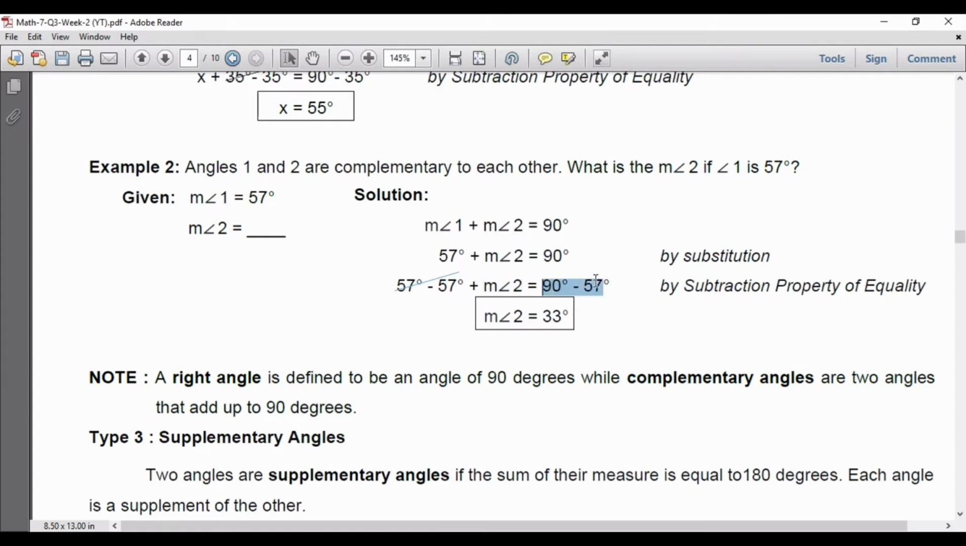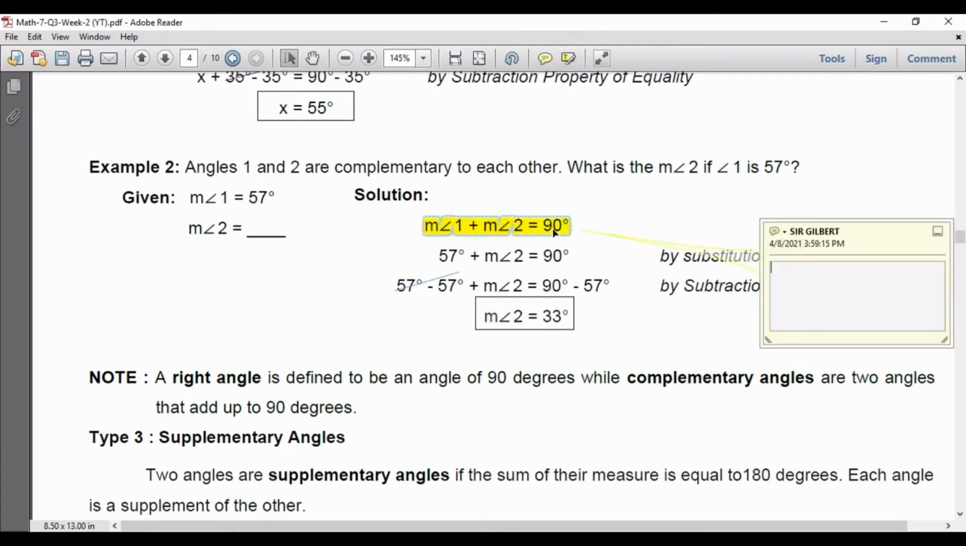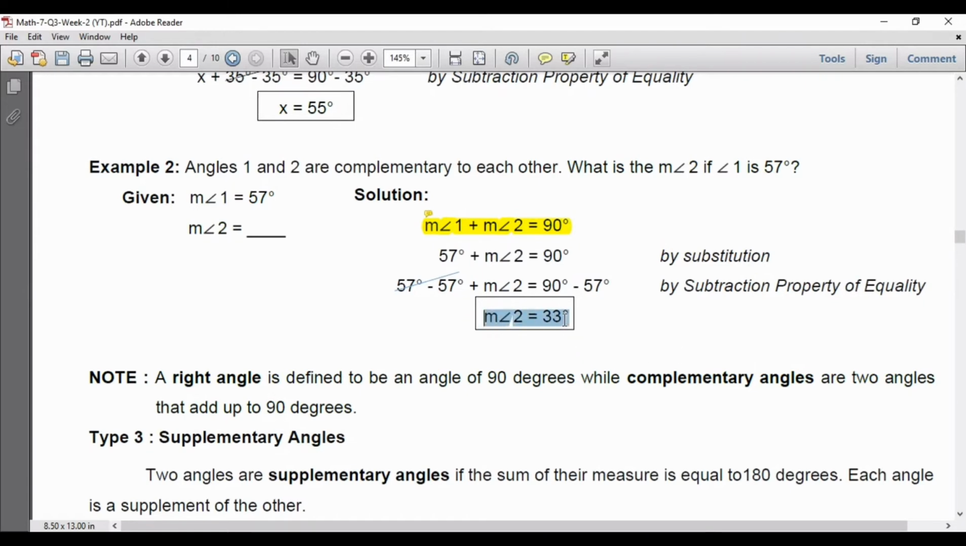And by simplifying 90 degrees plus negative 57 degrees, or 90 degrees minus 57 degrees, you will arrive at 35 degrees. So the measure of angle 2 this time is 35 degrees. So the question: if the measure of angle 1 is given as 57 degrees, and we add 33 degrees, is it equal to 90 degrees? Yes. So therefore, the correct answer is really 35 degrees, because the two angles are complementary.